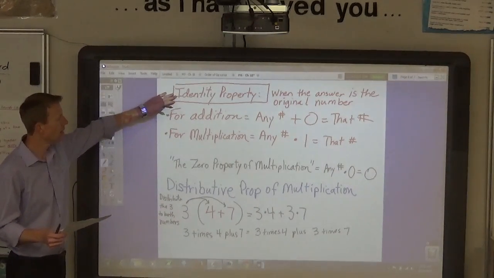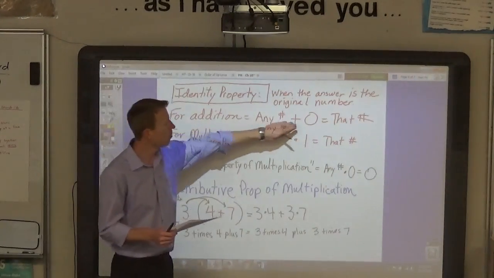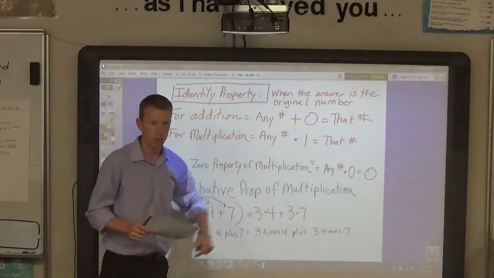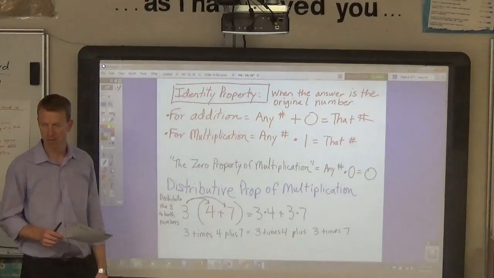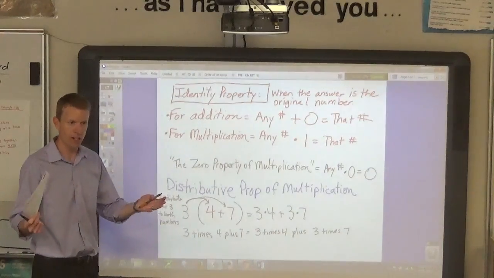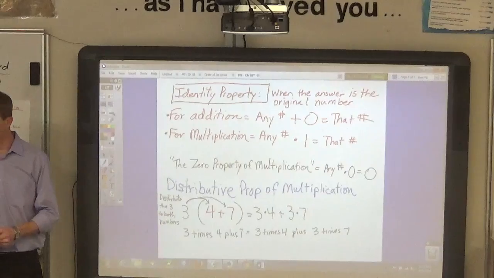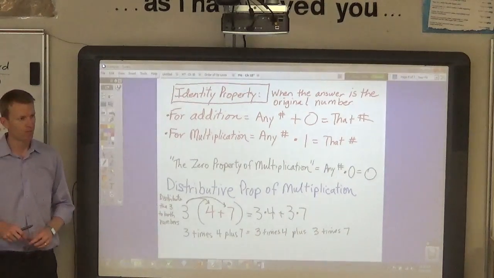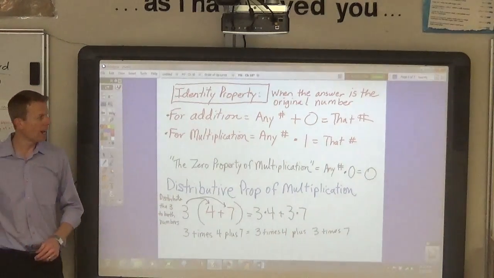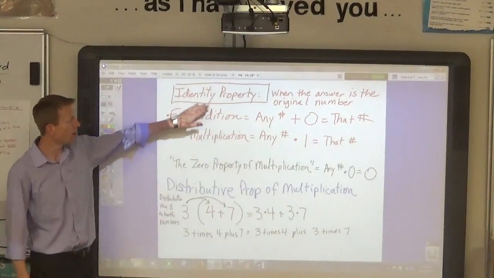There's also an identity property of addition that says any number plus 0 equals that number. In other words, if you add nothing, you still have what you started with. Makes sense, doesn't it? Yeah, if you add 0, you still have whatever you started with. That's the identity property of addition.